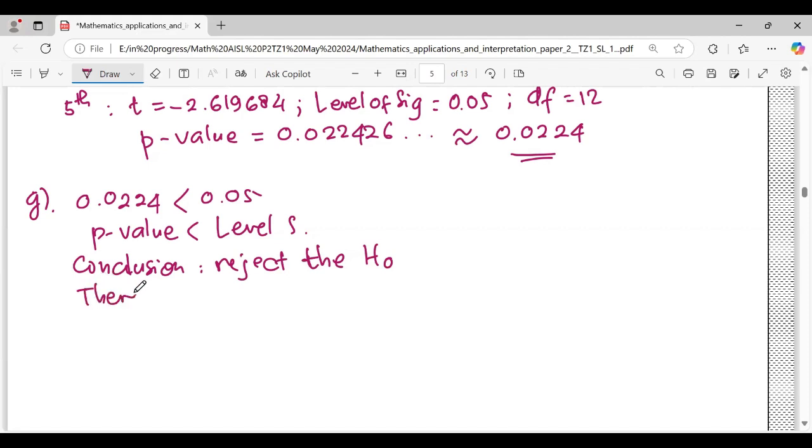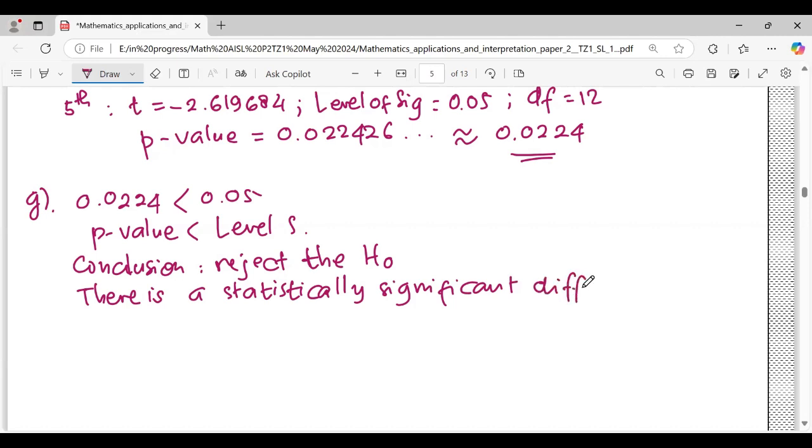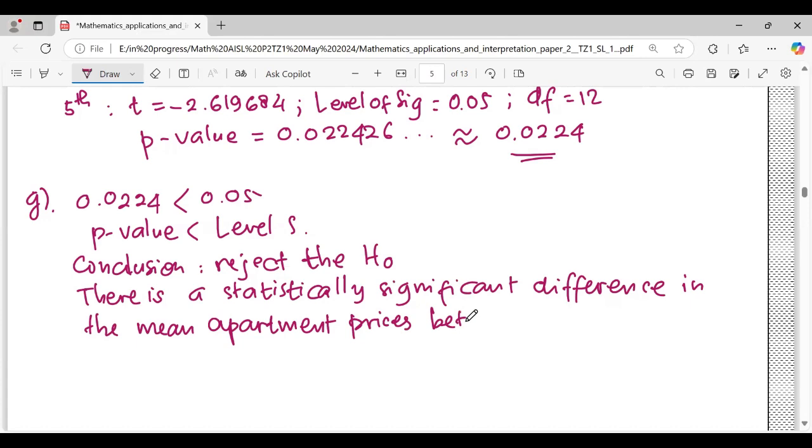It means there is a statistically significant difference in the mean apartment prices between location A and B.